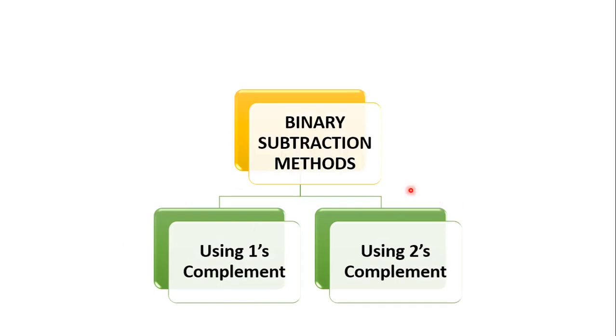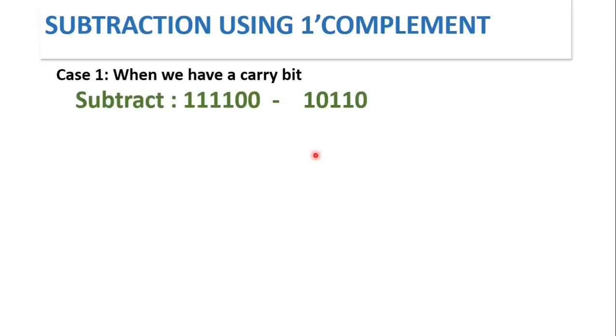And so the next topic that we would discuss is binary subtraction methods. It can basically be done by two types. One is by using ones complement and the other one is by using twos complement. So let us have a look at it. The first topic is subtraction using ones complement. We have two cases. We'll discuss the first one when we have a carry bit.